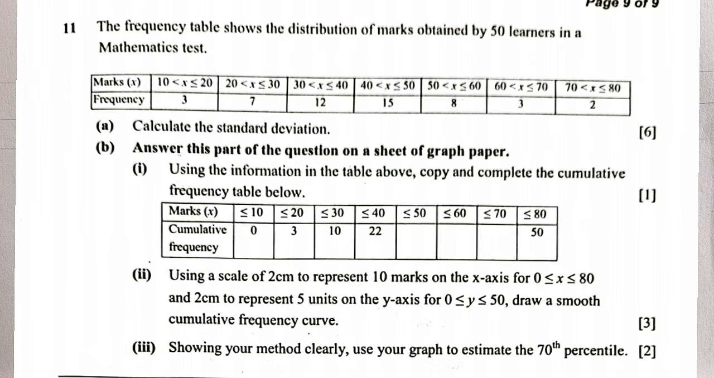What follows here is the statement which says: using a scale of 2 centimeters to represent 10 marks on the x-axis for 0 is less or equal to x less or equal to 80, and 2 centimeters to represent 5 units on the y-axis for 0 is less or equal to y less or equal to 50, draw a smooth cumulative frequency curve. So the same scales.